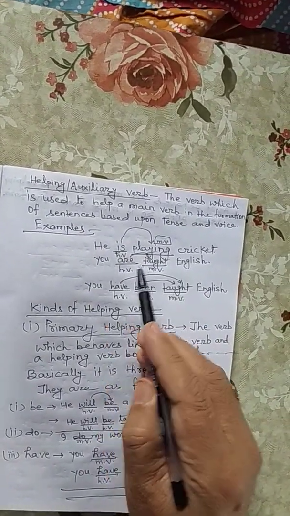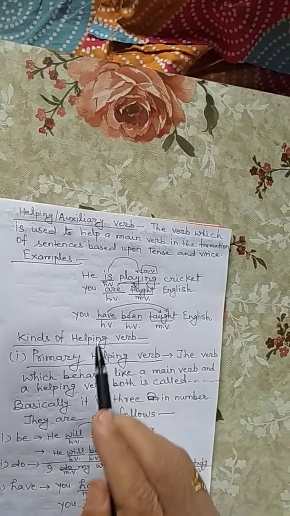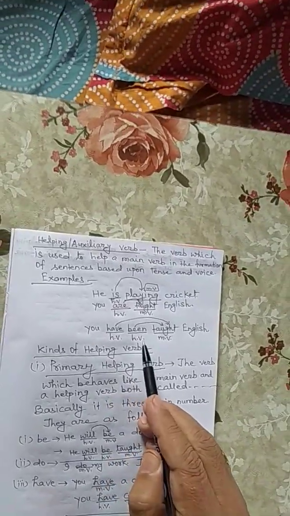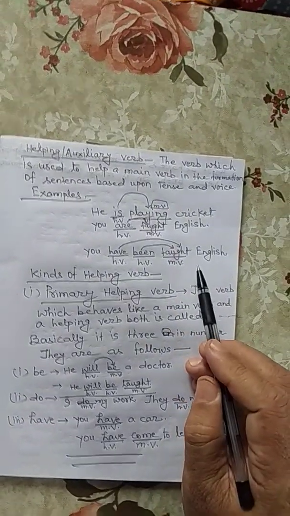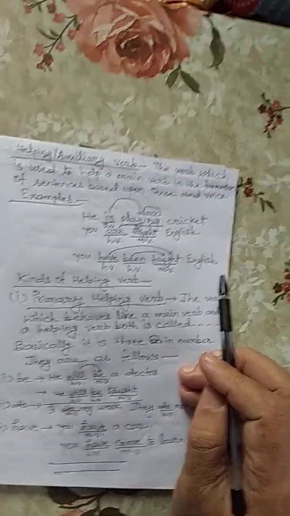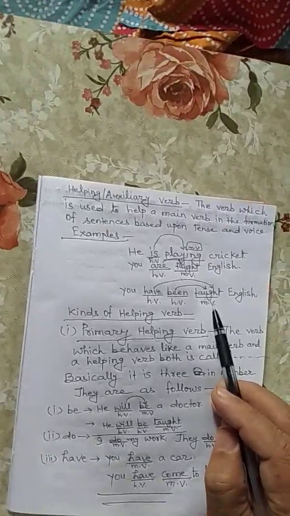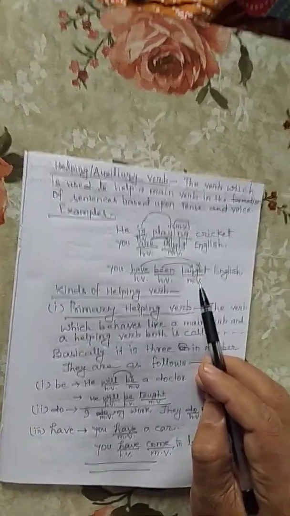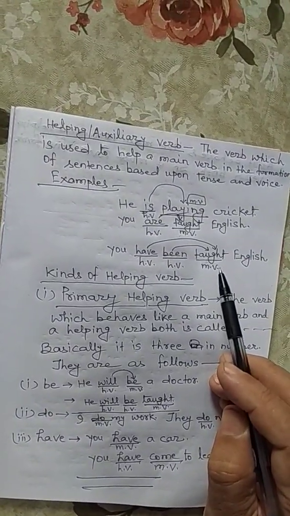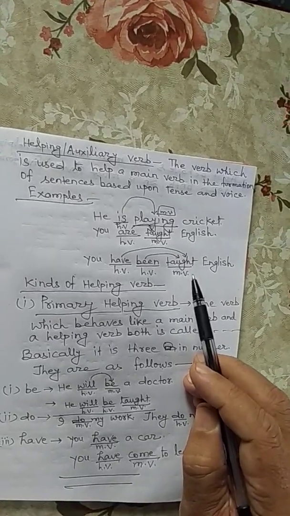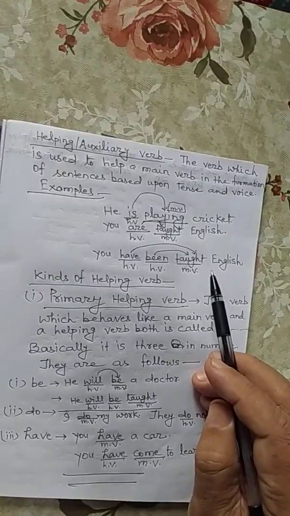In the same way, you are taught English, are is helping, taught is main verb. You have been taught English. In this sentence, have and been are helping verbs and taught is the main verb. One more thing I would like to make clear: if there is only one verb in a sentence, that verb is known as main verb. If there are two or more than two verbs in a sentence, the last one is known as the main verb and the rest of the verbs are known as helping verbs.